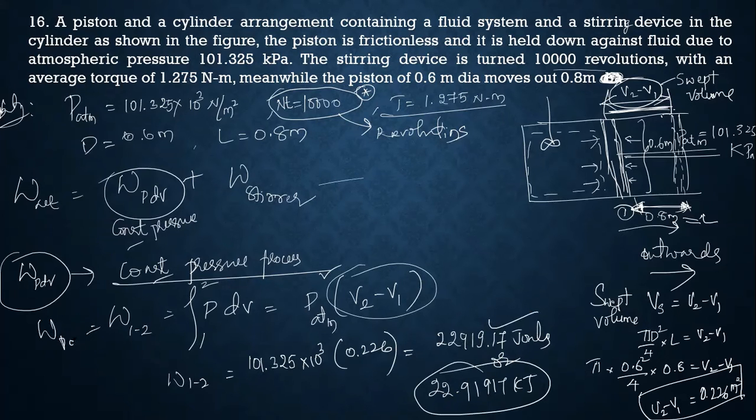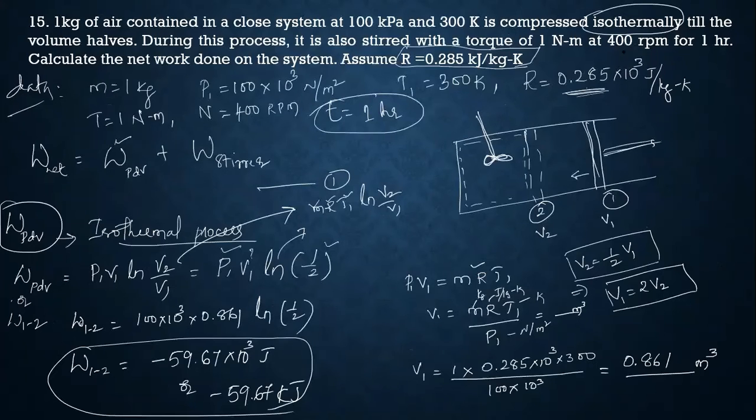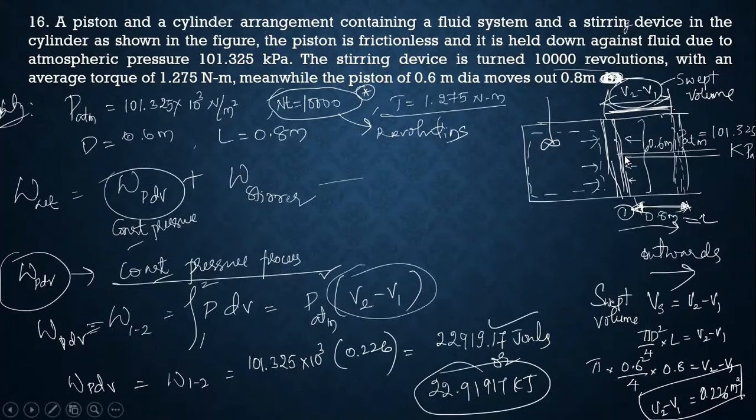This is the integral P dV work. For identification, it is important that this is a constant pressure process. In the previous problem they had given an isothermal process, particularly mentioning it is compressed isothermally, therefore you got negative. Here it is moving outwards, which means obviously the process is an expansion process, so whatever you get will be positive. That means the solution is correct.